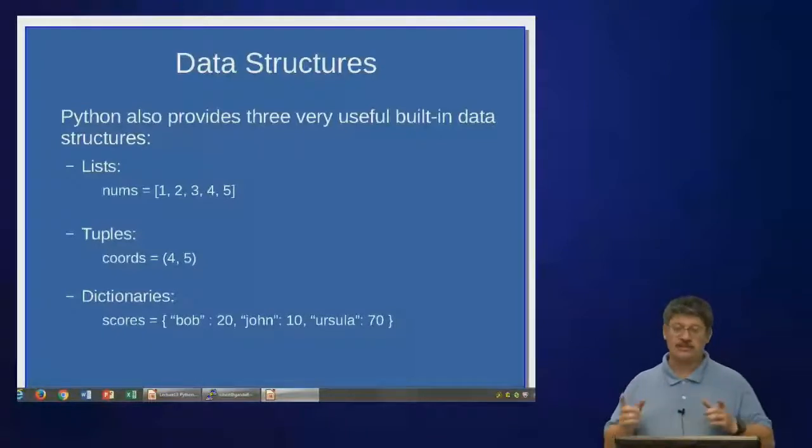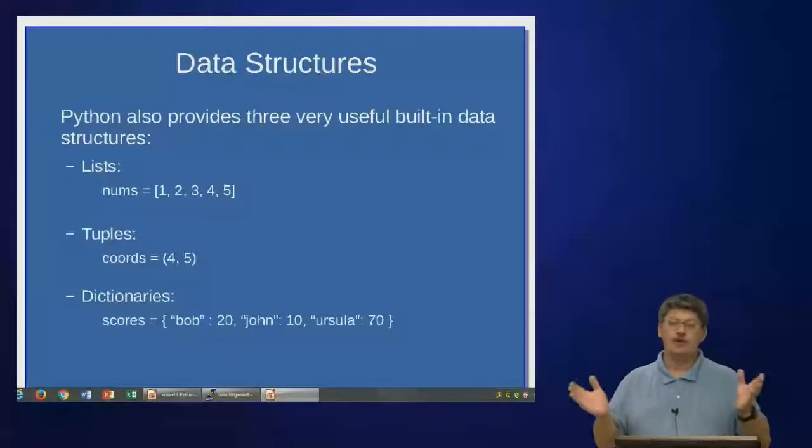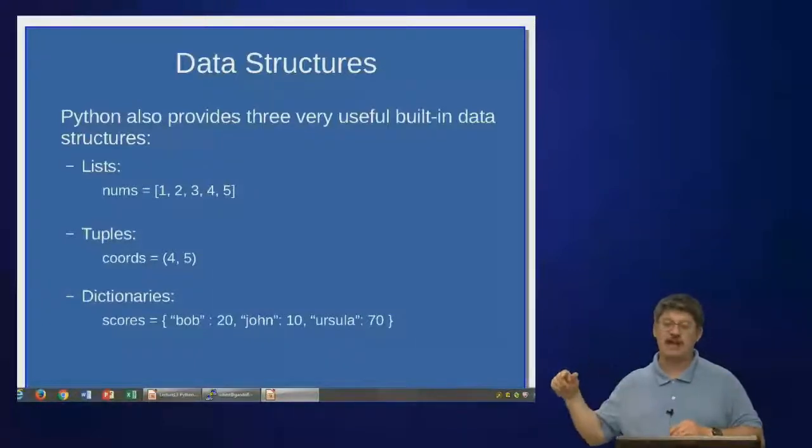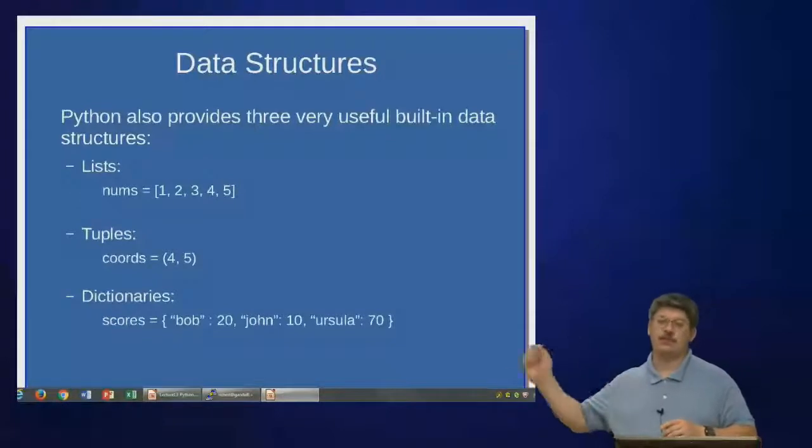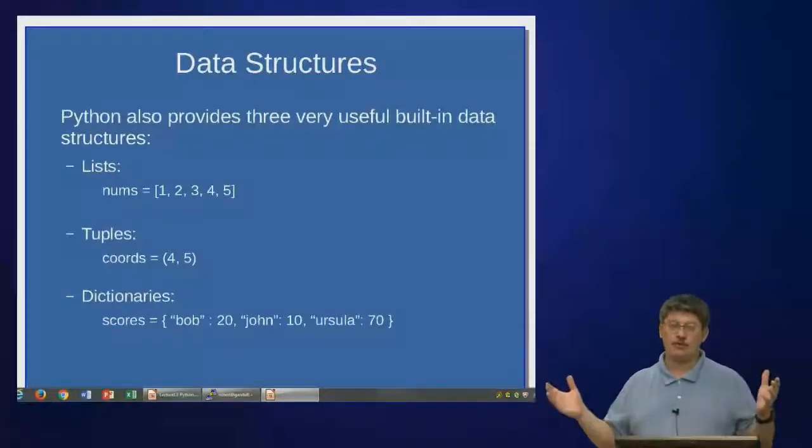Tuples are also ordered lists, but they are immutable lists. What does that mean? Well, I can grow and shrink lists, but I can't grow and shrink tuples. So I could add a 6 to the nums list. I could have 1, 2, 3, 4, 5, and then I could add 6. But I can't say 4, 5, 3 and grow my tuple to have an extra element. It's always going to have exactly 2 coordinates.